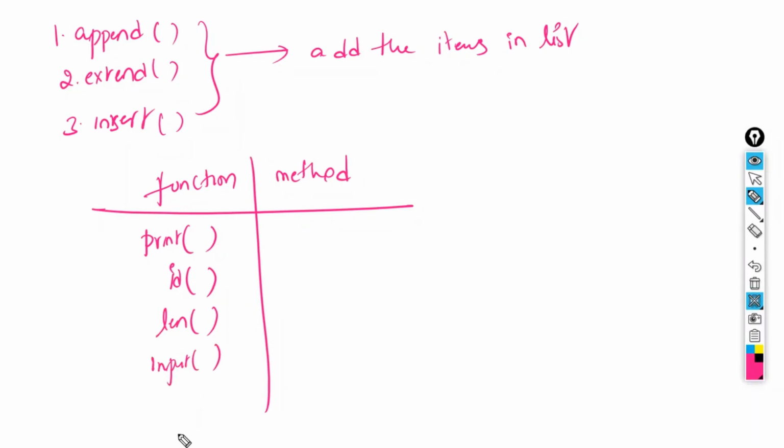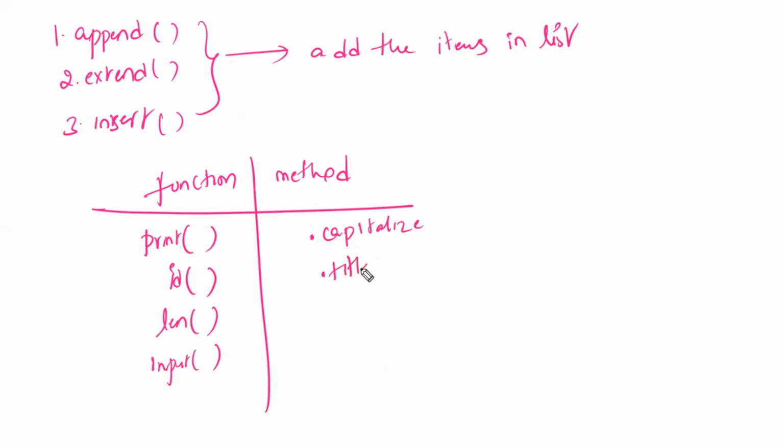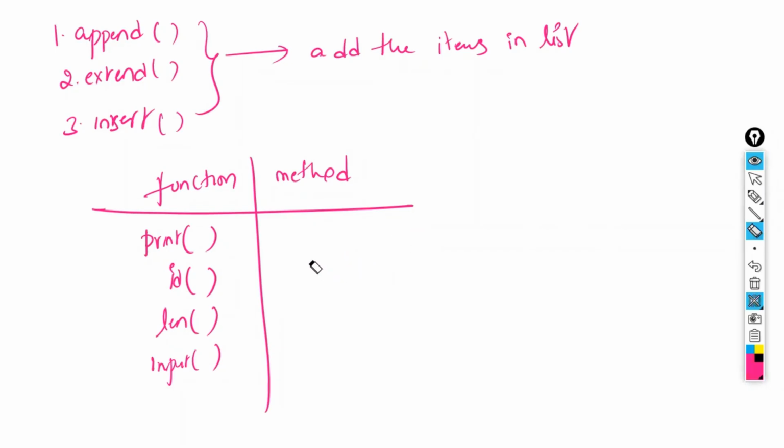Now these are all called functions, whereas methods like dot capitalize and dot title are used only for strings. Can you apply dot title, dot capitalize, dot upper, dot lower or dot split to a list? We can't do all these things. Dot upper is used only for strings. Similarly, dot append is used only for lists. So these are called methods. Methods means functions which are used only for a particular data type.